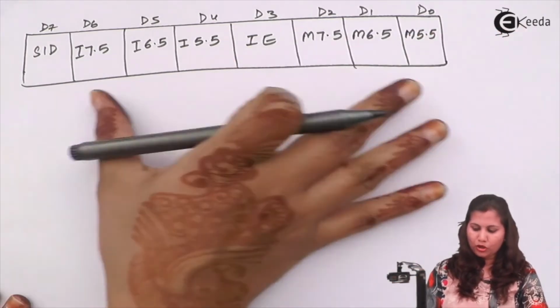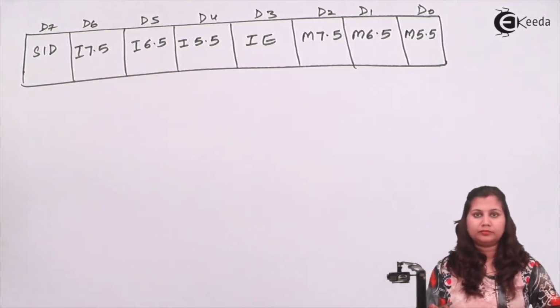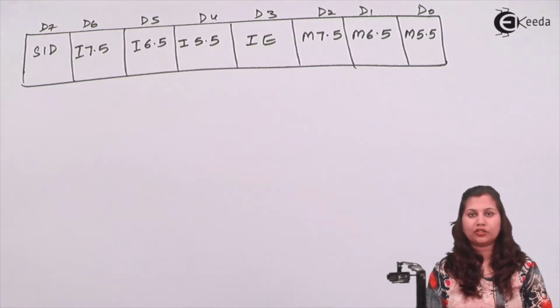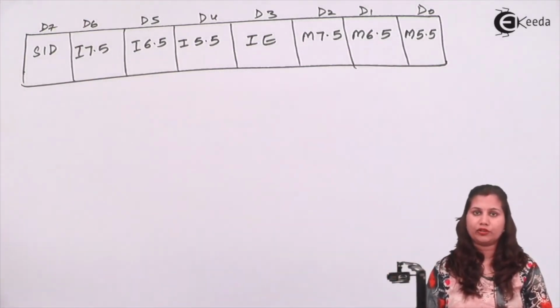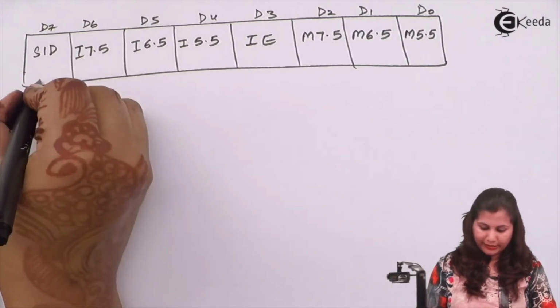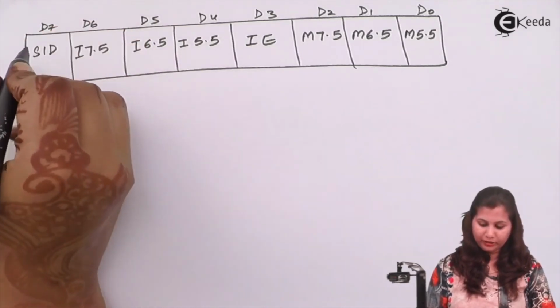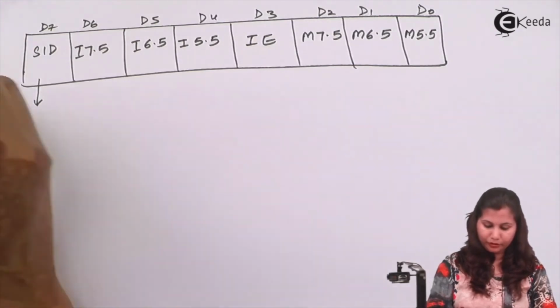So these are the 8 bits of the accumulator. The accumulator will be loaded with the status of the interrupts which are masked and which of them are pending, and then we will read each of those 8 bits and decide which of these interrupts are pending. So SID is the most significant bit of the accumulator. D7 will be the SID bit, that is serial input data.